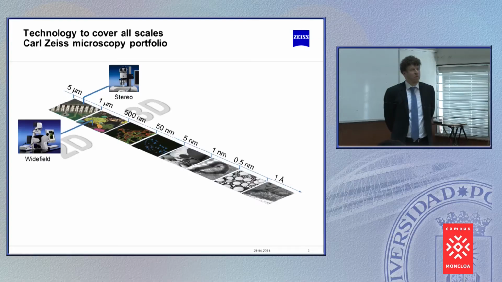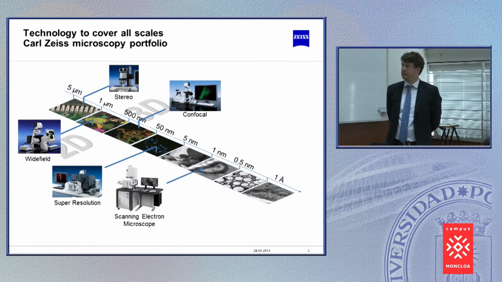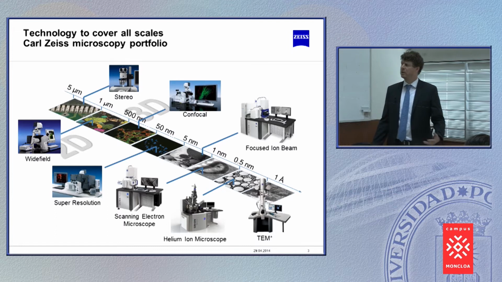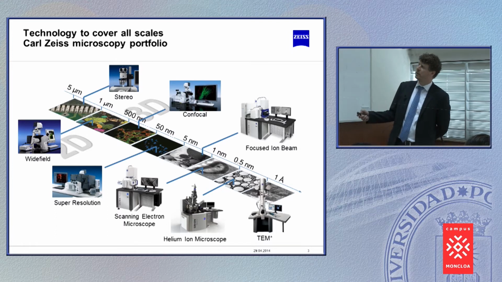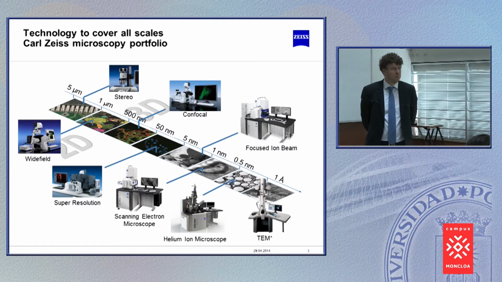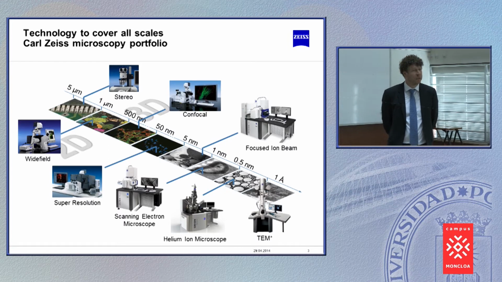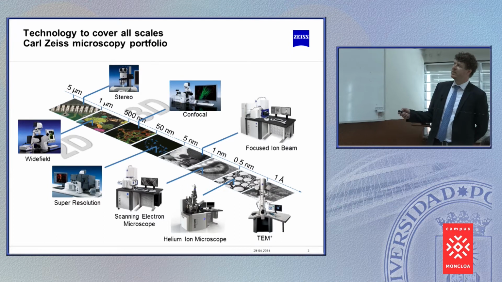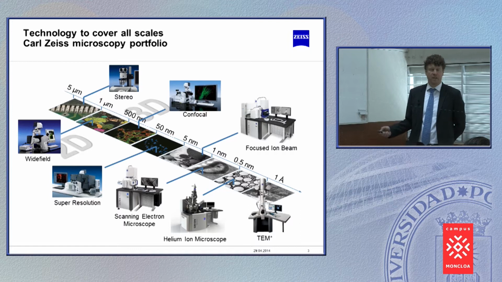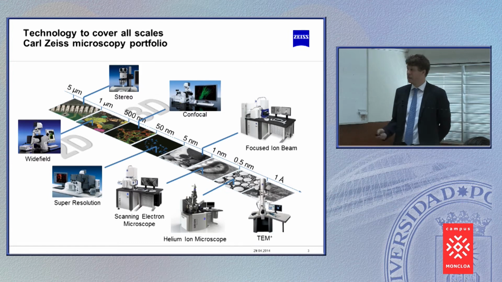So we'll start with an overview of the ZEISS product portfolio. You see here on the left side the 2D imaging tools, so light microscopes, super-resolution microscopes, and so on. And here are the 3D imaging tools, and it goes down from the macro world to the micro world. The resolution goes from microns down to sub-angstrom with a TEM. And you see here the helium-ion microscope is placed between the scanning electron microscope, the SEM, and the TEM, the transmission electron microscope.